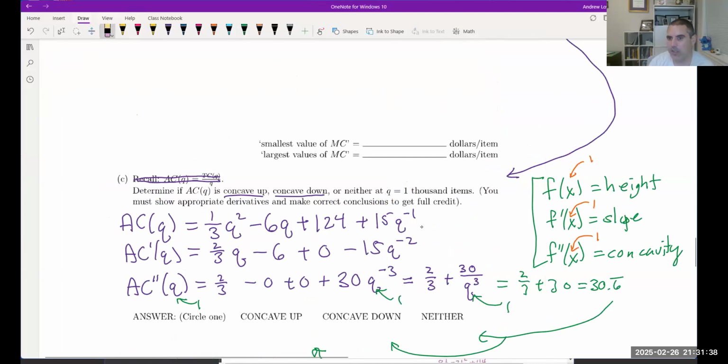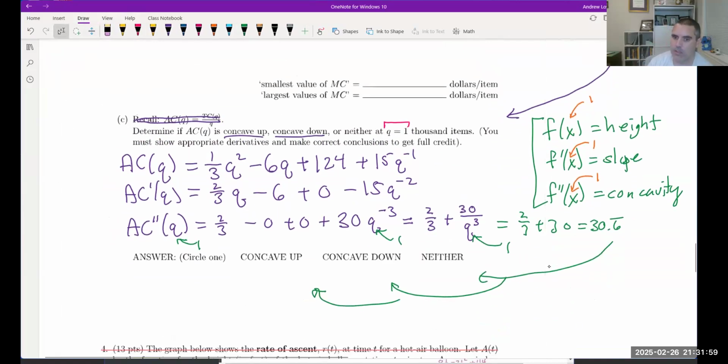If the question said to find the interval where it's concave up or concave down, then you would set the second derivative equal to 0, which we could do. But if it's just asking you what's happening at a particular number, then there's no reason to have to do that. Yeah, good question, Giovanni. So I know that it's positive at 1, so it's concave up.